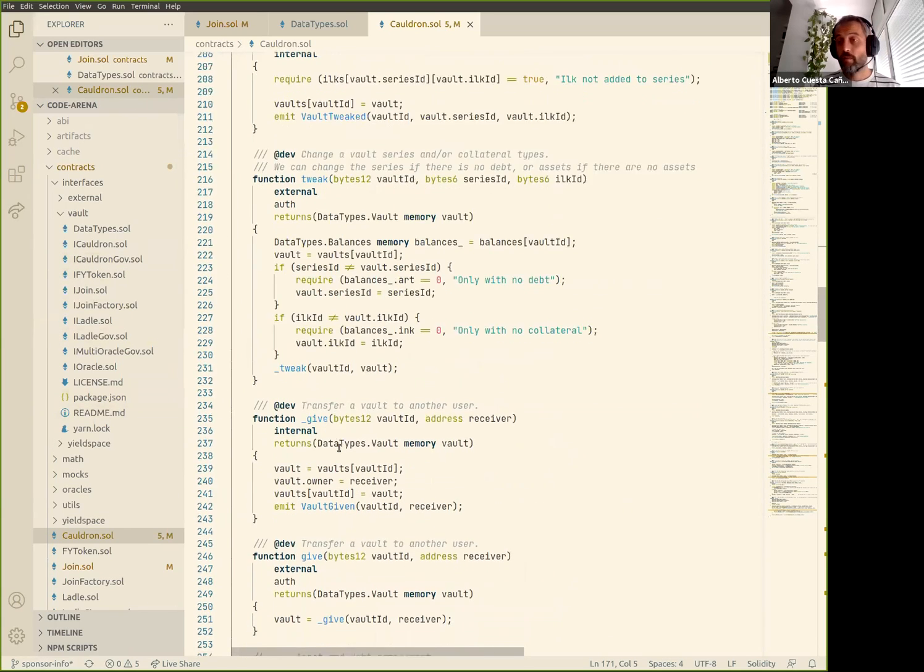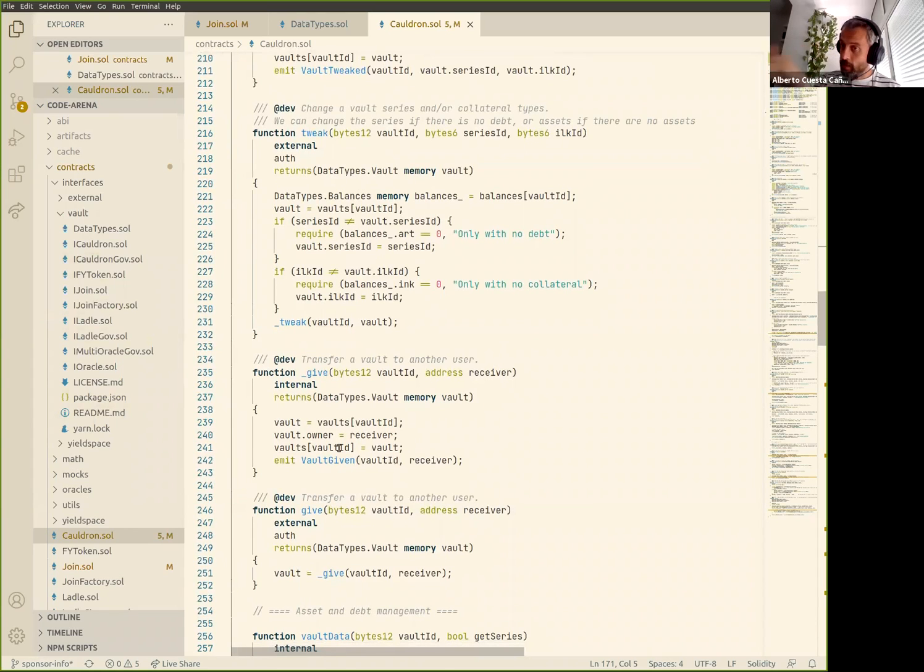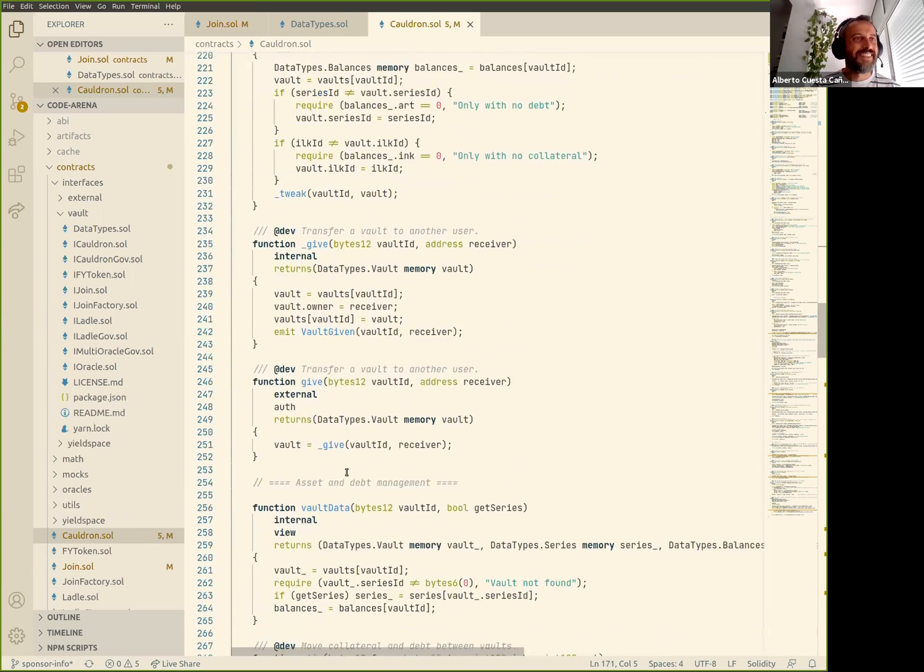You can give vaults to other people. Here it is, my CDP. You can make an NFT and sell it on OpenSea with your debt. I think that someone is planning to sell vault number 1 from MakerDAO, or CDP number 1 from MakerDAO. Okay.